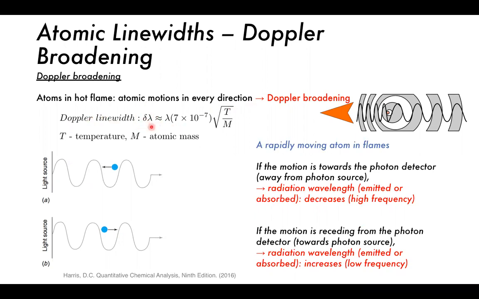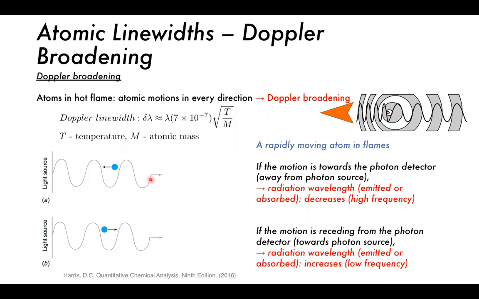So the change in the wavelength is approximately equal to the wavelength times 7 times 10 to the minus 7, which is a constant, times the square root of the temperature over the atomic mass. So it changes, like for sodium, it's 23, for iron, it's 56. We'll see an example calculation on the next slide.